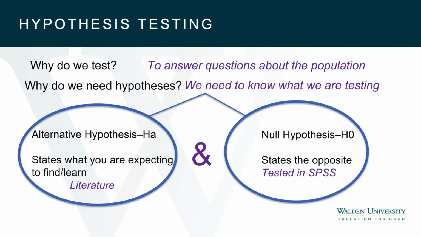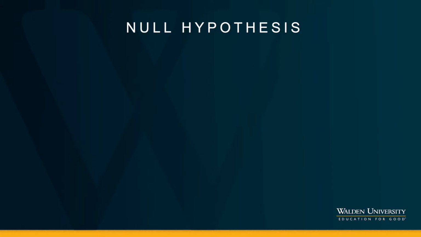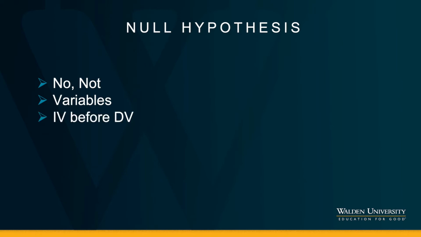Now let's look at the null hypothesis with a bit more detail. As it states the opposite of the alternative hypothesis, it is a statement of denial. Often it has the word no or not in it. It includes the variable names, IV before DV. That is an unwritten rule. If you forget, I will remind you of that in future videos. And it often includes a reference to the test.